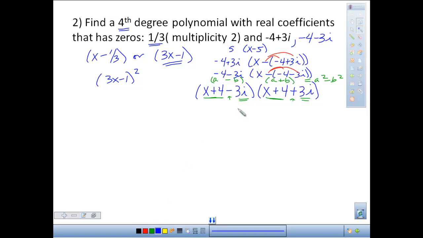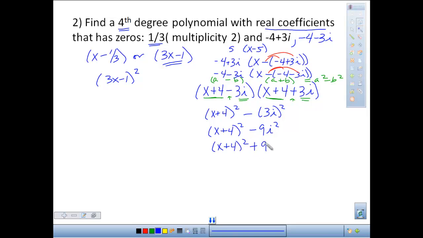So if I want to multiply it out, a squared would be x plus 4 quantity squared minus b squared, which is 3i squared. So all I need to do is basically say x plus 4 squared minus 3i quantity squared becomes minus 9i squared, but because I need to have real coefficients, I need to make sure that I substitute in for i squared with negative 1. This makes this x plus 4 squared plus 9.